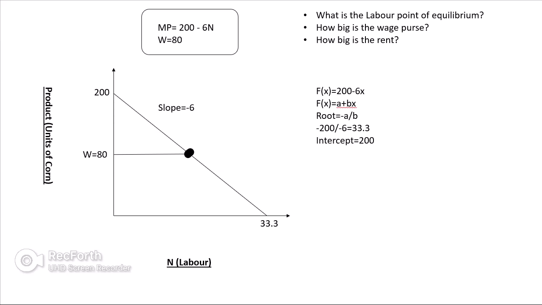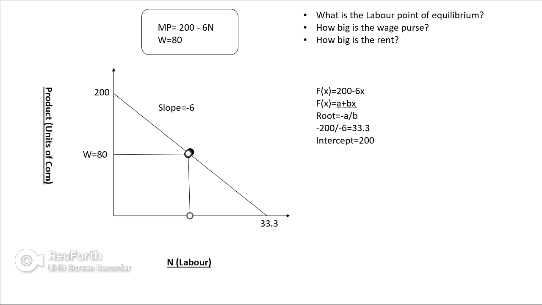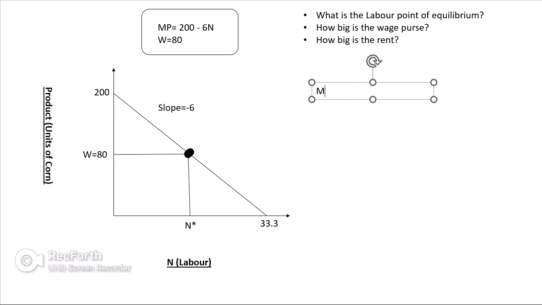And then I'm going to draw a line on here, put that down to the x-axis, and we'll put a text box in here, and this is how we're going to be finding the labour point of equilibrium. So the dot I've drawn there, that is the labour point of equilibrium, and to calculate it we're going to have to go through a method that's a bit finicky, but it'll make sense in the end.